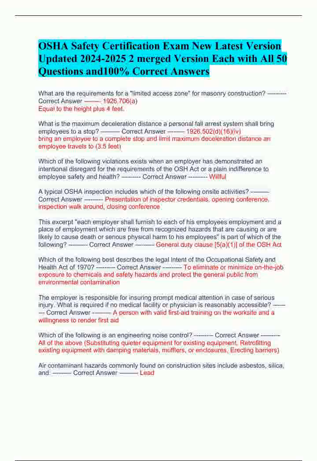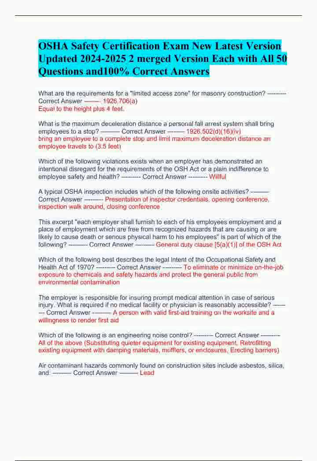This excerpt, "Each employer shall furnish to each of his employees employment and a place of employment which are free from recognized hazards that are causing or are likely to cause death or serious physical harm to his employees," is part of which of the following? Correct answer, General Duty Clause 5(a)(1) of the OSHA Act.